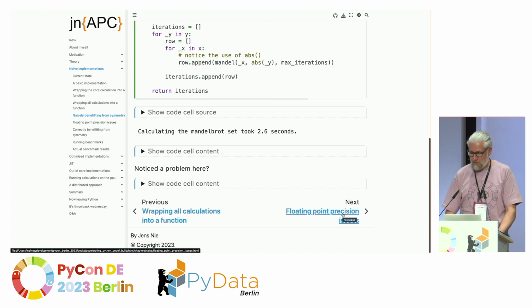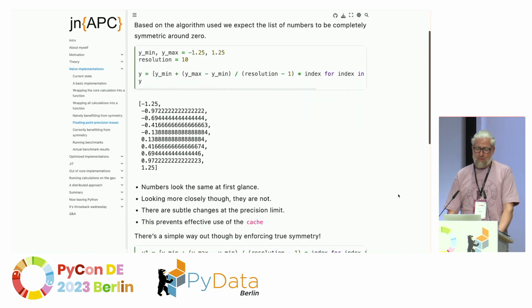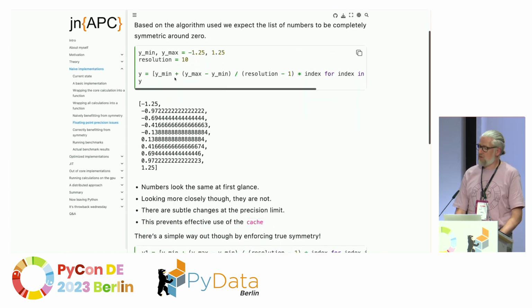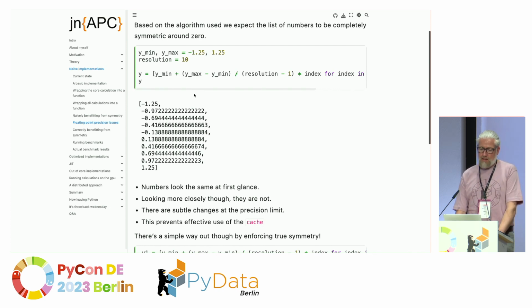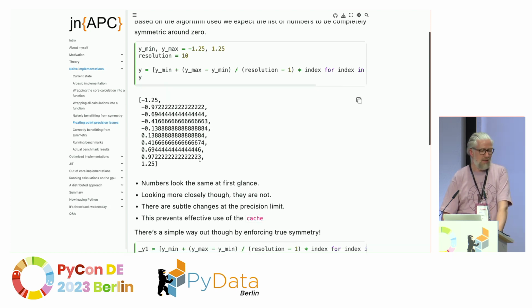And Miro talked about it in the talk before. It's floating point precision issues. Let's use some few numbers to illustrate that. The way that I create the axis, like NumPy linspace does it, is like so. And if we get some numbers, they look very symmetric, minus 1.25, plus 1.25, but already the next number just matches at the beginning. At the very end, they no longer match. So it's not a parameter set that you will find in the cache, thus it will be recalculated. It's exactly what's happening. We have a lot of cache misses with that.